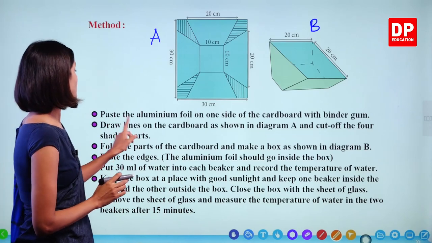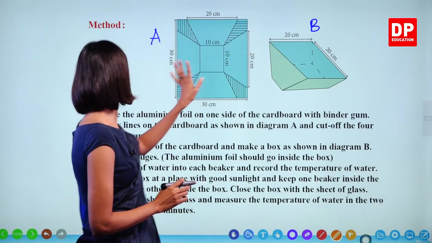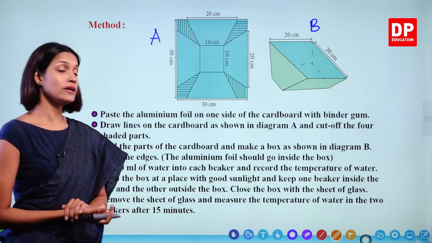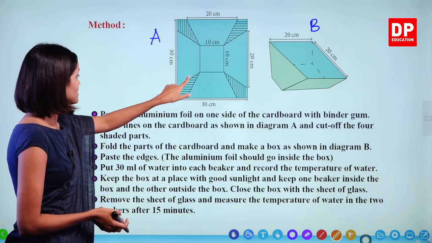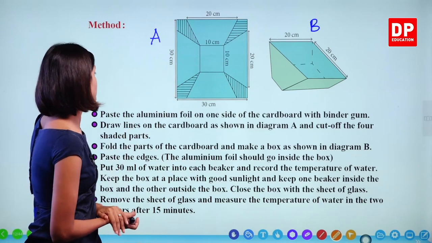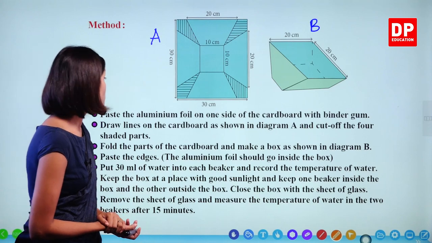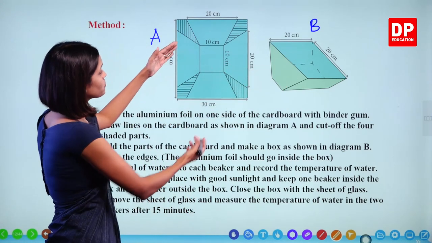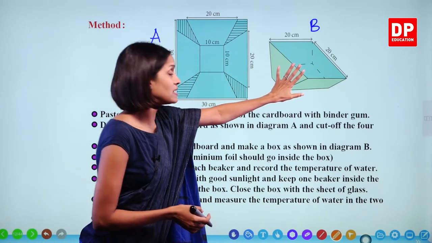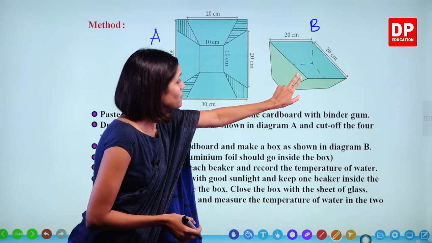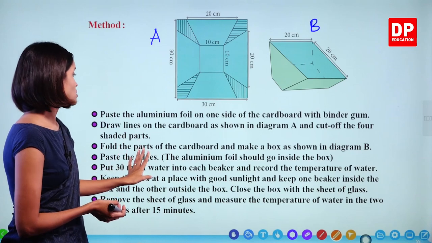Draw lines on the cardboard in these corners as shown in diagram A and cut off the four shaded parts. So you have to mark it like this and cut off the shaded parts. It means with the lines, okay? Fold the parts of the cardboard and make a box as shown in diagram B. Now you have to fold these parts inwards. Okay, children, and you have to make this box like this and you can use those sheets of paper to paste these corners. Understand? And paste the edges.